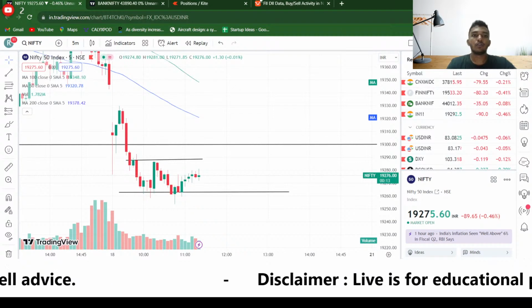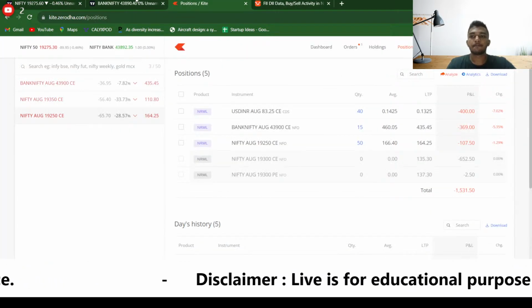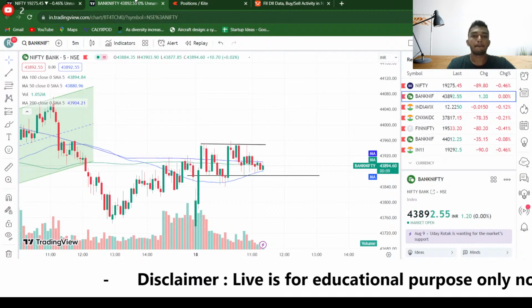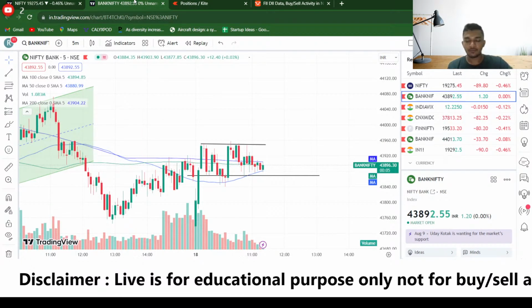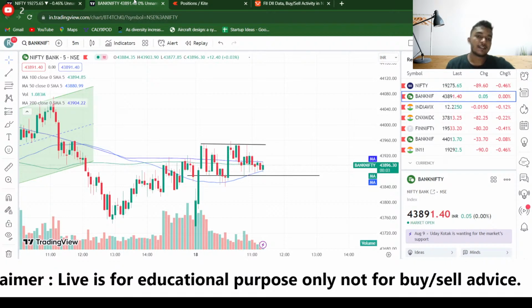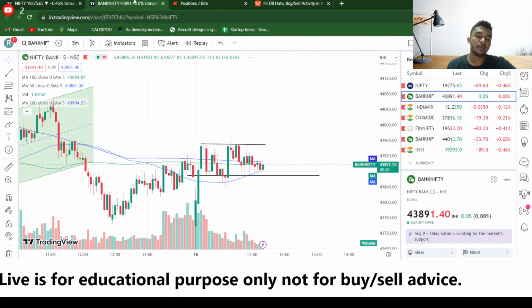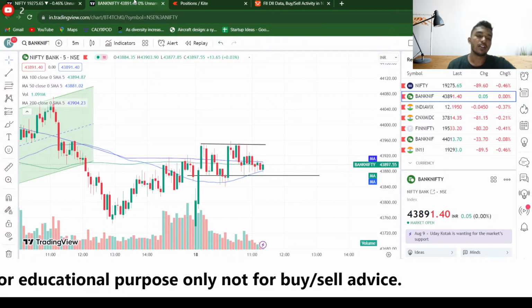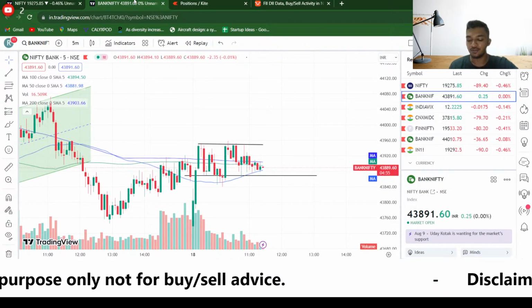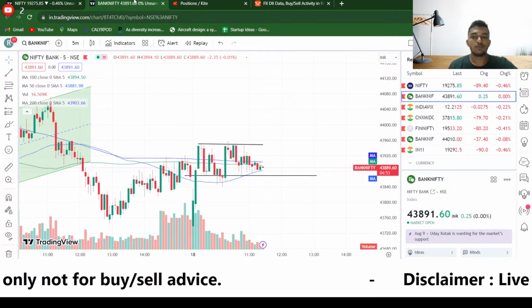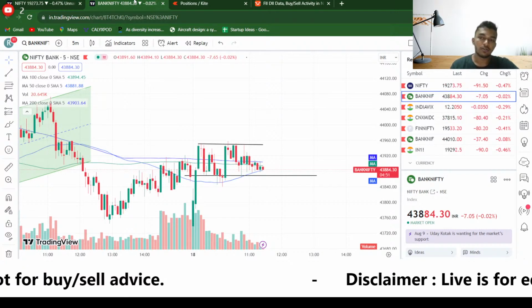Still, we don't know what's going on in the market. I feel there is a 60% probability that it might break out, but there is a 40% probability that it might break down. So whatever could be the scenario, we are going to take a trade on that side.